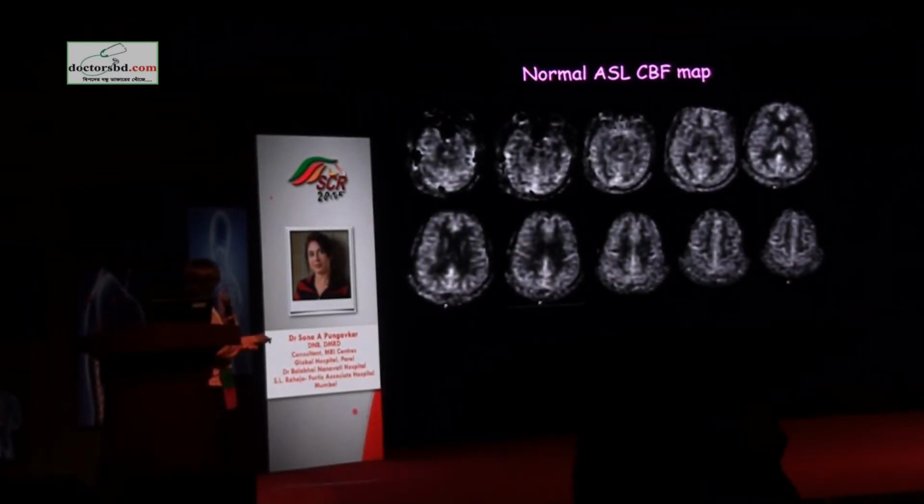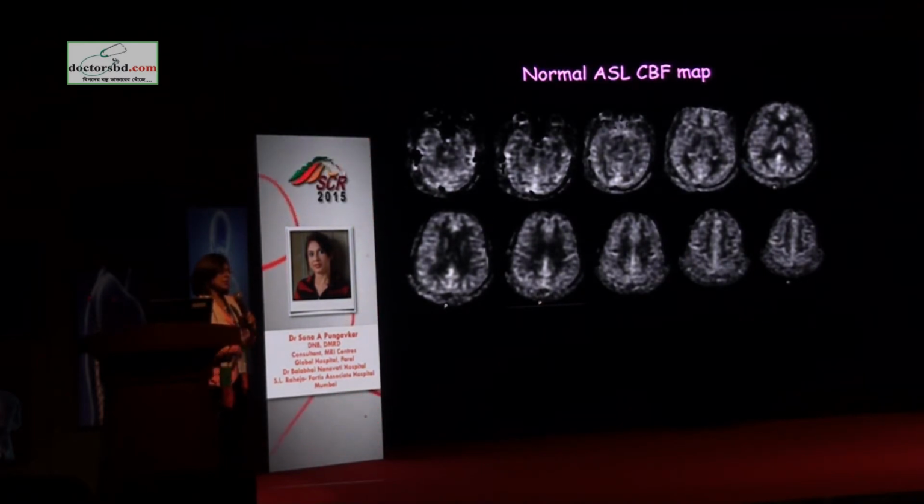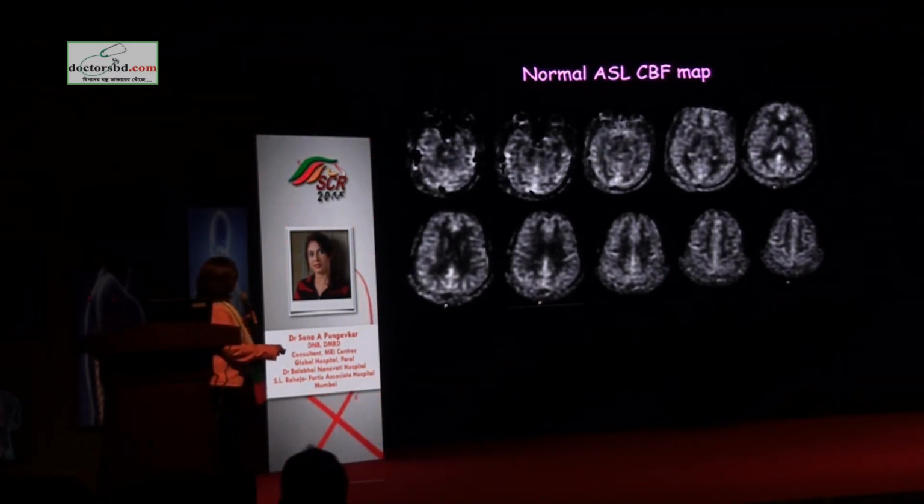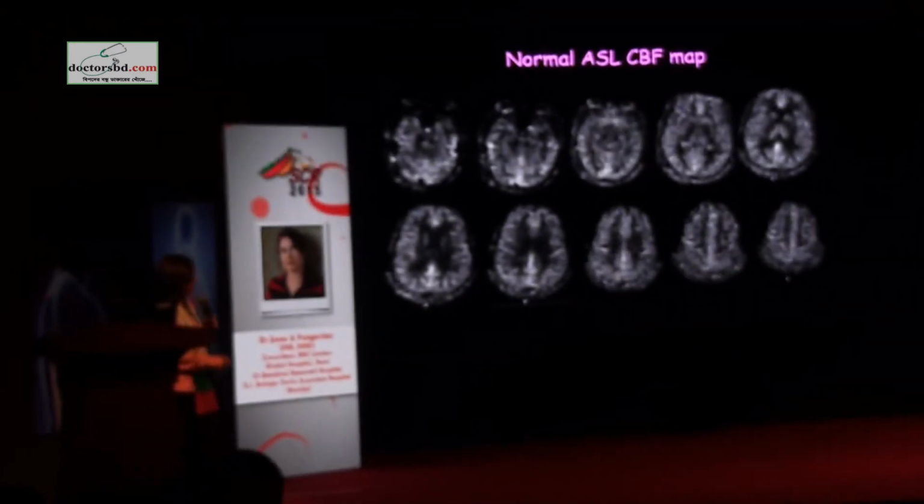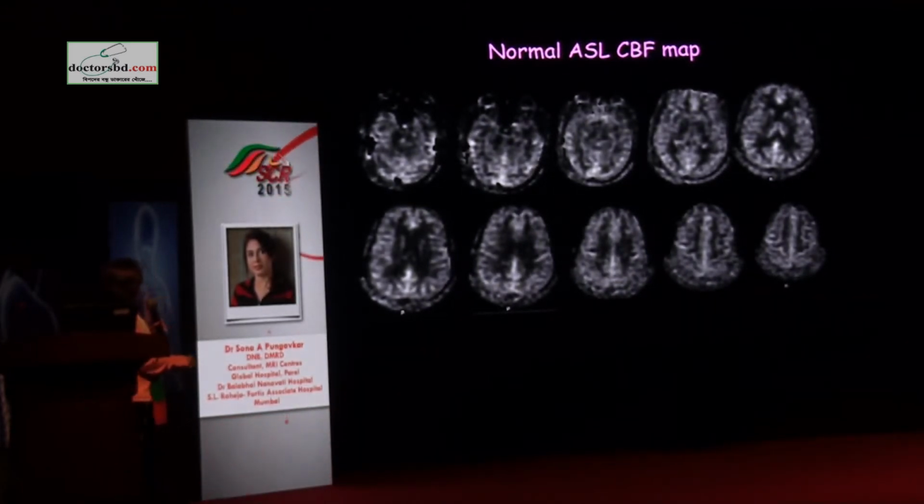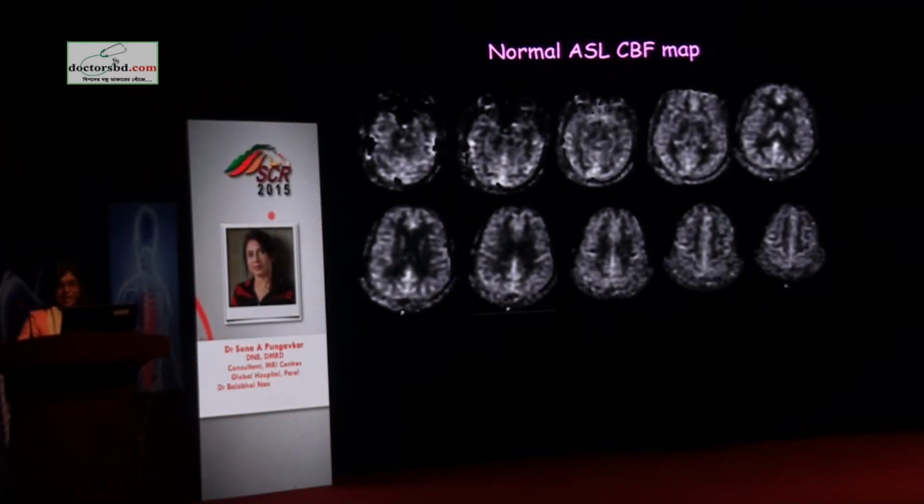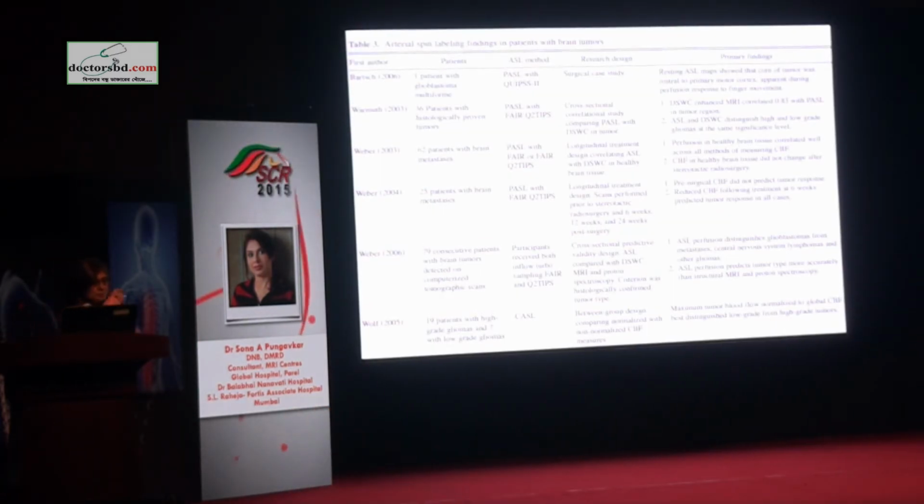This is how the ASL map looks. This is the raw data. You can put color to this, just as we saw in the DSC. So what it means is the cortex is white. That means there is more blood flowing through that. Black areas are the white matter, which are showing less flow. So on a grayscale imaging, white is higher flow and black is lower flow.